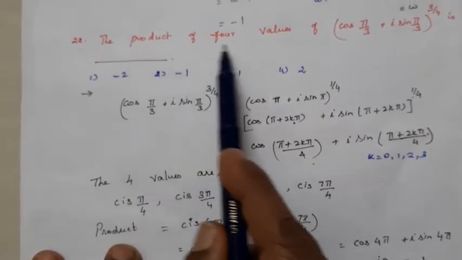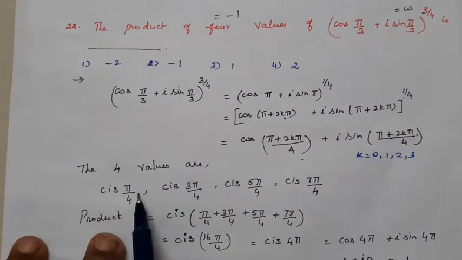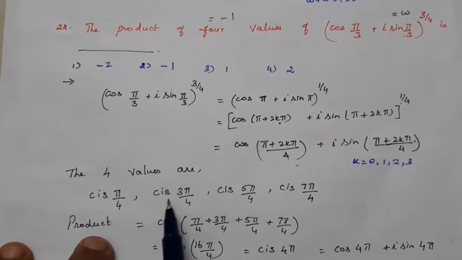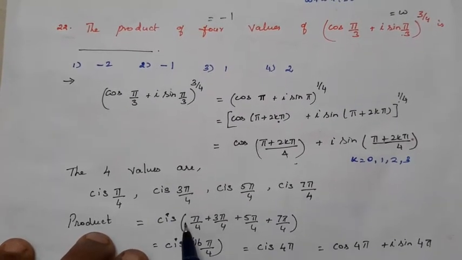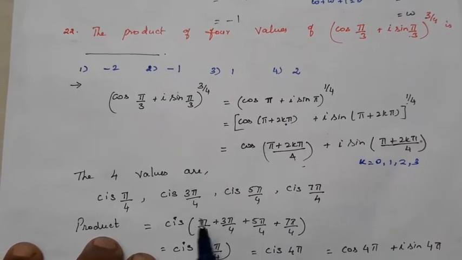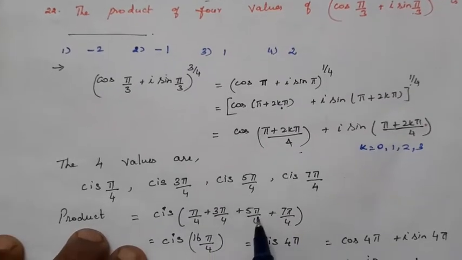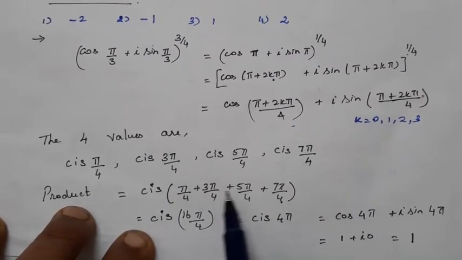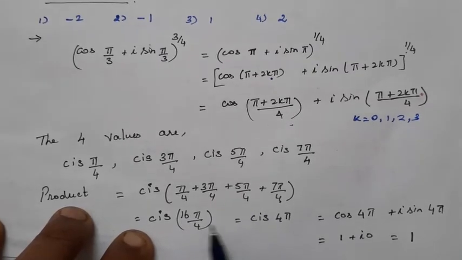But you have to find the product of these 4 values. So let us multiply them, as they are in the polar form. When you multiply complex numbers in the polar form, what is the rule? You just have to add the arguments. So let us add the arguments: pi by 4 plus 3 pi by 4 plus 5 pi by 4 plus 7 pi by 4. The denominators being the same, adding the numerators we have 16 pi by 4, that is equal to 4 pi.